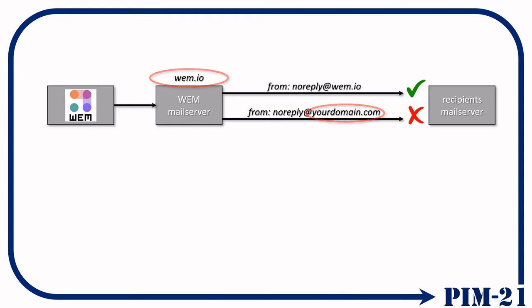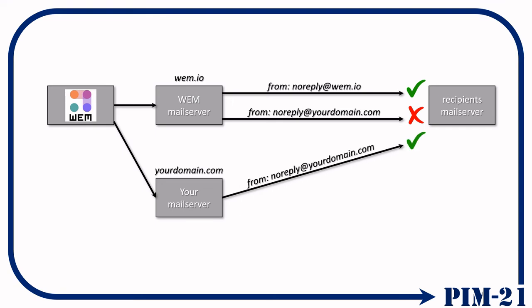Next question is, how can we solve this? The answer is relatively easy. We need to tell WEM to use your company's mail server instead. Because in that case, the domains of the mail server and the sending email address do match again. Now, how can we do that? We can change the mail server WEM will be using.